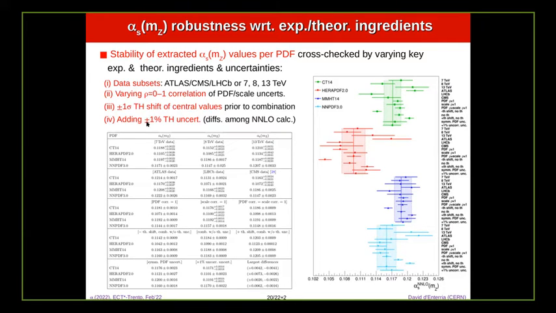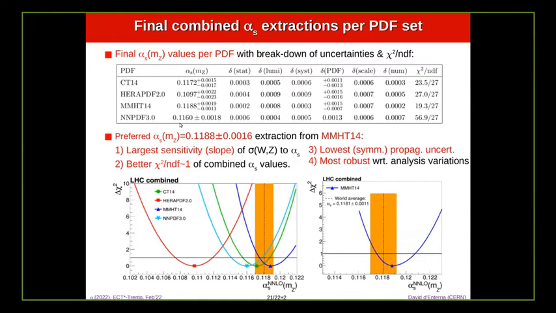And then we also add 1% theory uncertainty, arbitrarily if you want, to account for differences that we found by running alternative calculators, FEWZ and DYNNLO, and how these change things. The takeaway message is that things are stable within the assigned uncertainties. Of course, you have some outliers, but this is expected. On average, everything agrees well within the assigned 1 sigma of the alpha S average per PDF set. So with this, we get to the final result.